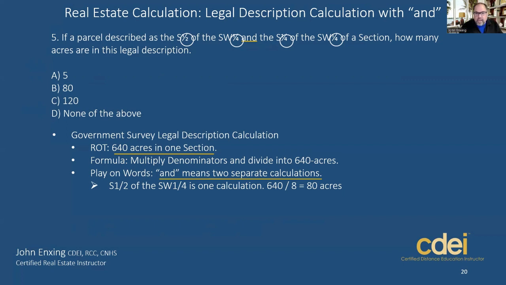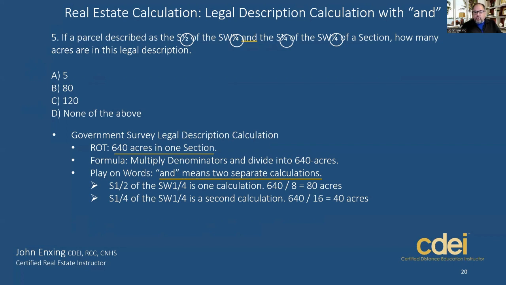If I take 2 times 4 is equal to 8, remember I'm just multiplying the denominators together. I put that into 640, or divide it into 640, I get 80 acres. So on the left side of the word "and," I've got 80 acres. Now, on the other side of the "and," right, two separate calculations.